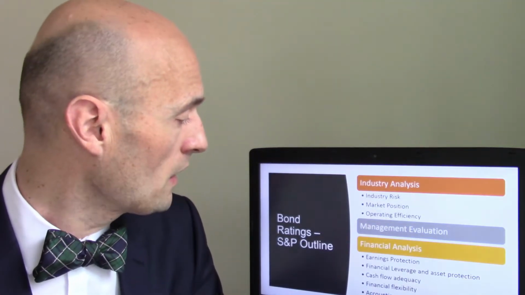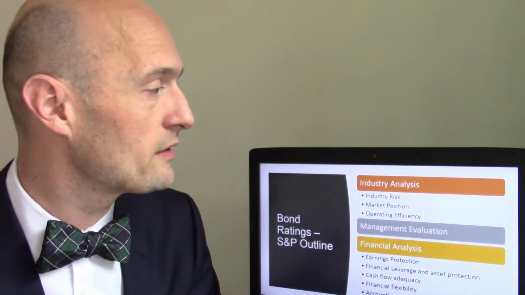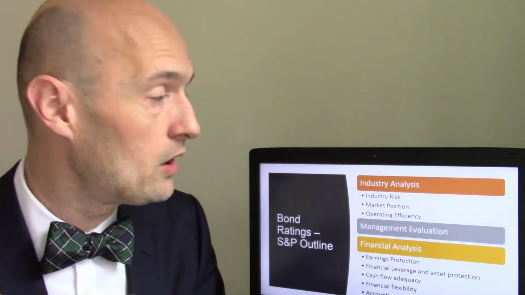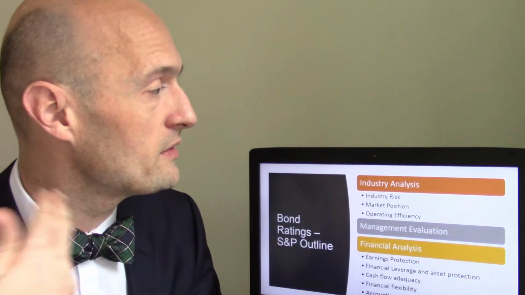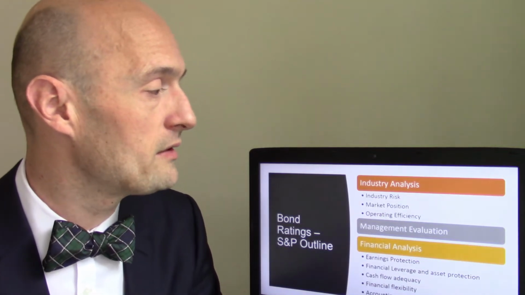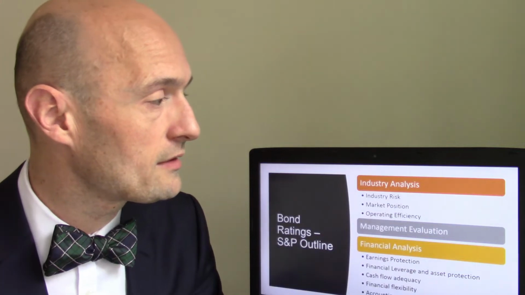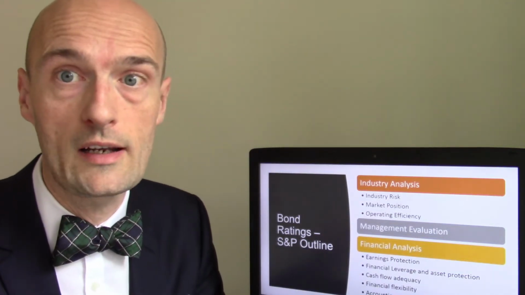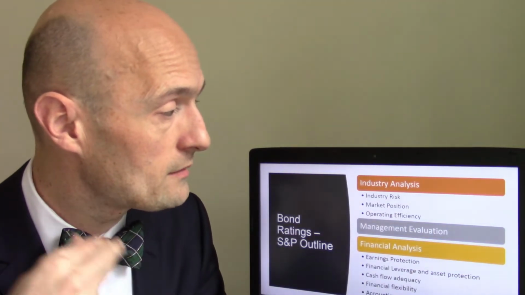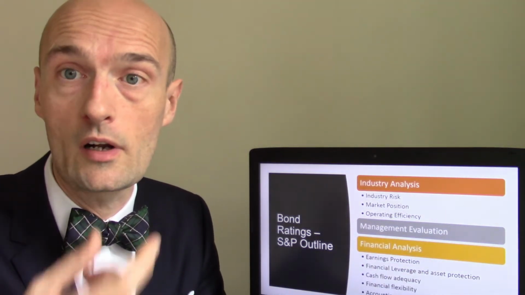So bond ratings, this is the outline from Standard & Poor's as to how they rate bonds. The first thing they do is industry analysis, where they look at the industry risk, the market position of the company, and the operating efficiency of the company. So that's the first thing they do, an industry analysis. Then they look at management. They evaluate the quality of the management of a company.